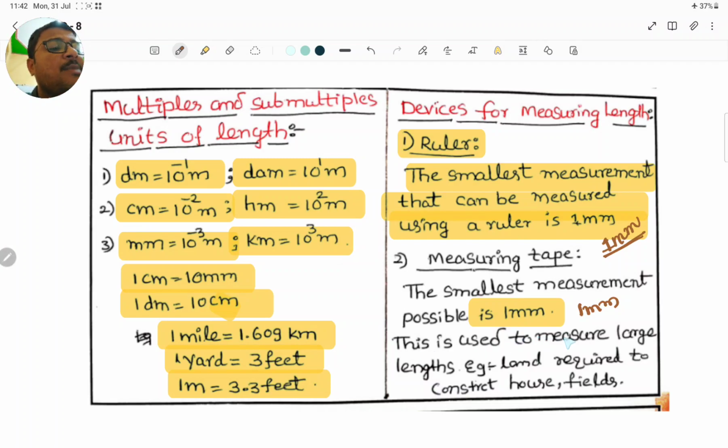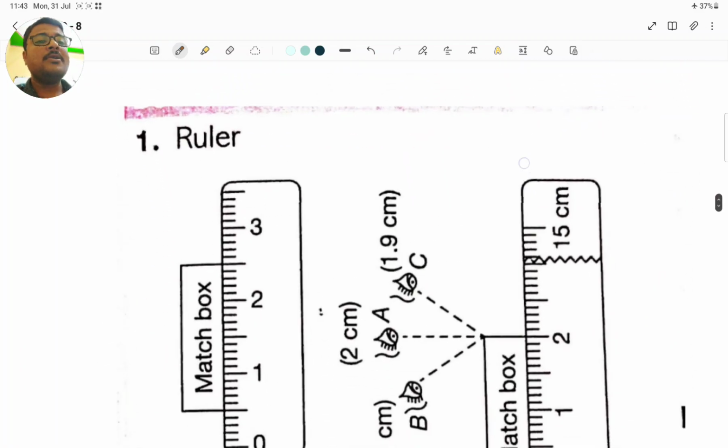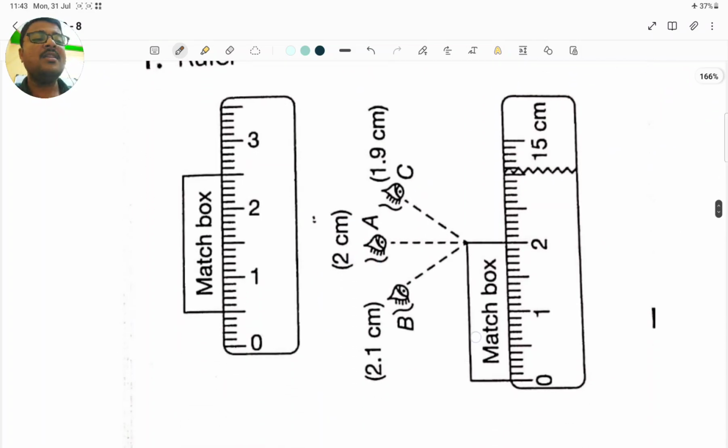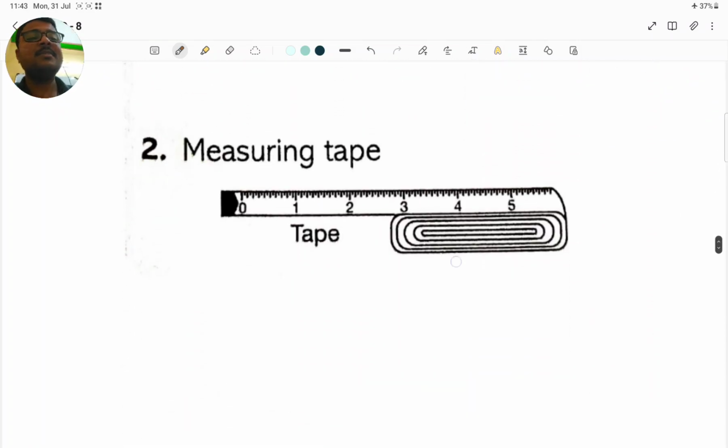Generally the measuring tape is used to measure large lengths, such as the land required to construct a house. When we construct a house, we have to use the measuring tape. When we have to measure the lengths of a field, or the area of fields, in that situation also we use the measuring tape. See here, we already completed the ruler very well. Next, this is the measuring tape.